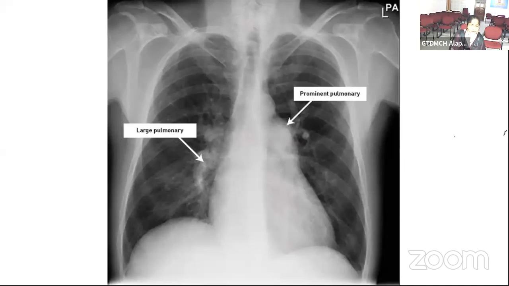This is the X-ray of a child with pulmonary hypertension. Here there is no cardiomegaly. The main pulmonary artery is prominent, and the branch pulmonary arteries are also enlarged. But in the periphery, there is no increased vascularity. The periphery is ischemic. So this is the X-ray of pulmonary hypertension.